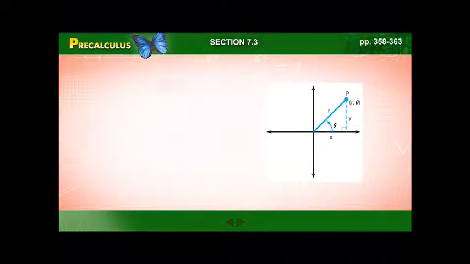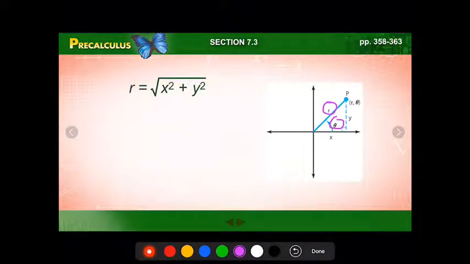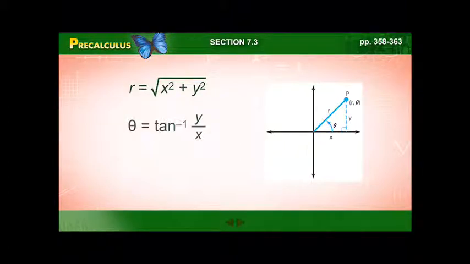If I can get it up here again, let's try it one more time. This is r squared equals x squared plus y squared. c squared equals a squared plus b squared. Same concept. They just take the square root of both sides, and that's where they get the formula there.